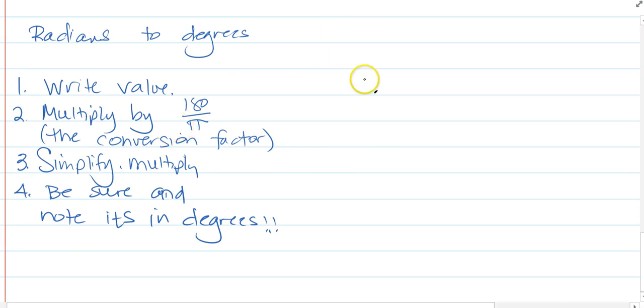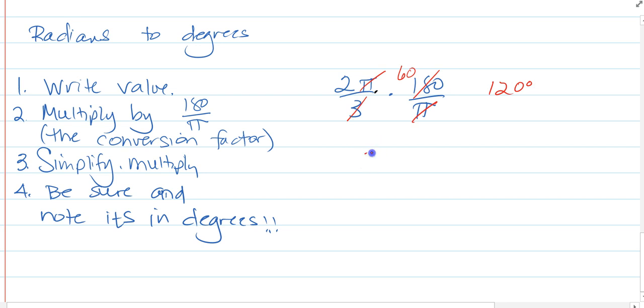Write the value. Let's say I have 2 pi over 3 radians, right? Multiply it by 180 over pi. And what will happen every single time is the pi signs are going to cancel. And now I just have to cross reduce. Let's see, 3 goes into 180 60 times, and I have 120 degrees.